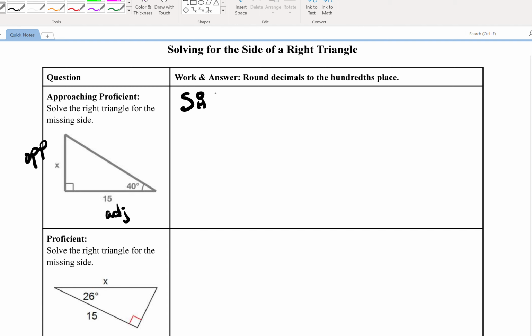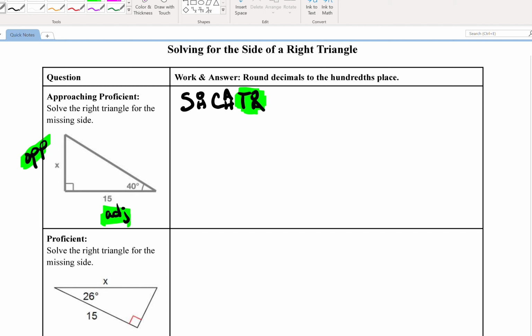So, SOH, CAH, TOA. And I notice that what I have is I've got O and I've got A. And the only one that has that O and the A is the T, the TOA. And so this is the tangent.